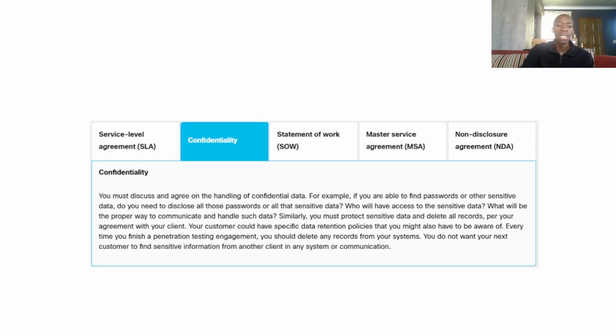Now, the proper way to communicate and handle such data is very important. Similarly, we must protect sensitive data and delete all records per your agreement with your client. Your customer could have specific data retention policies that you might also have to be aware of.